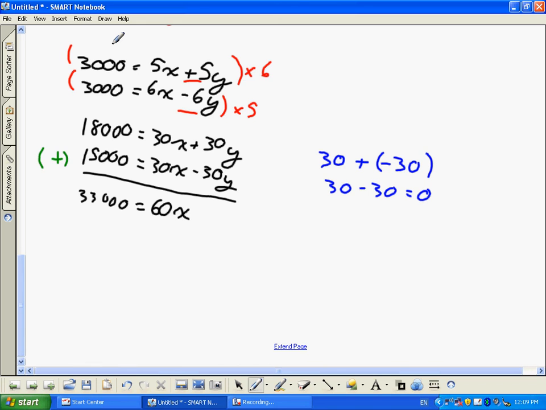So, we have our 33,000 is equal to 60x. We need to isolate x, so we divide both sides by 60.